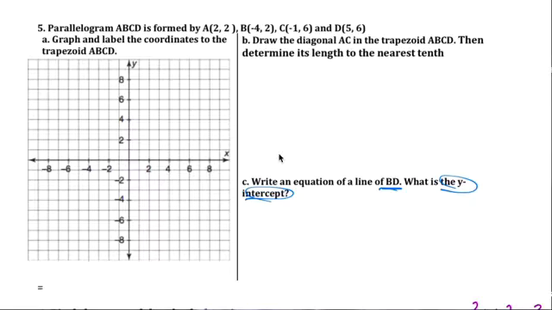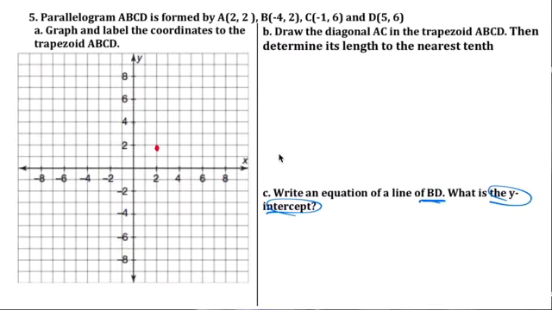So make sure you graph A (2, 2), B (-4, 2), C (-1, 6), and D (5, 6). You have a parallelogram right there. And then determine diagonal AC.